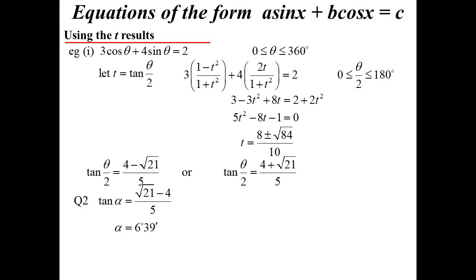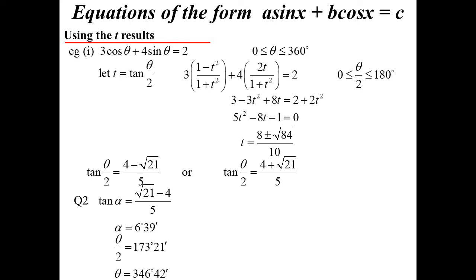If you put in 4 minus root 21 on 5, I'm pretty sure your calculator will give you the negative acute angle. I think that's what it gives you. But you still get the acute angle that you need though. You just got to remember, no, it's not negative. We want the second quadrant answer, so that'll be 173.21. Double it to get theta, 346.42.